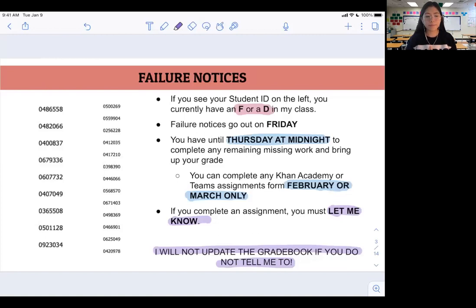One last thing. Friday is the failure notices, but your final grades aren't due until a week later. So some of you guys might get a failure notice, but you still have time after that to bring your grade up. Even if you get a failure notice, that's not the end of it. You'll still have about a week more to make things up, okay? It's just that if you want to avoid getting a failure notice, you got to get it done tomorrow. Any questions?